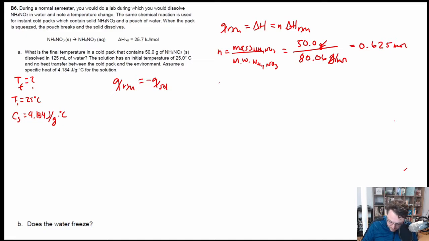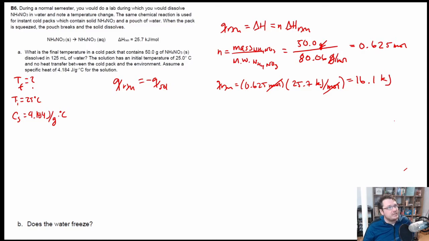So now, to get the Q of the reaction, we just simply multiply the number of moles we have, 0.625 moles, by the delta H of the reaction. So that's 25.7 kilojoules per mole. Moles cancel. What we get is 0.625 times 25.7 comes out to 16.1 kilojoules. So that's how much energy has to be absorbed by the reaction for this transformation to happen.